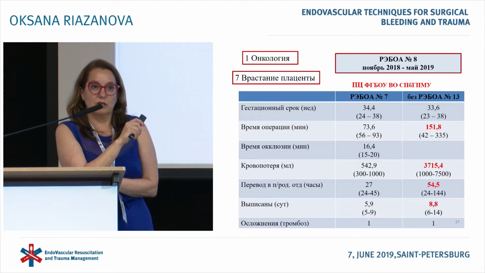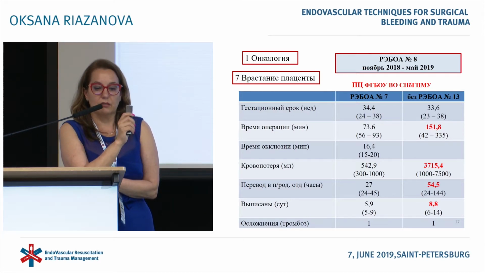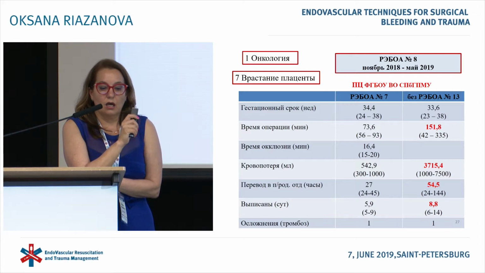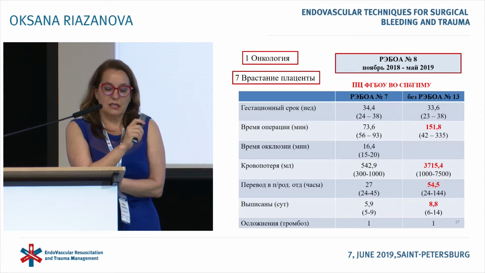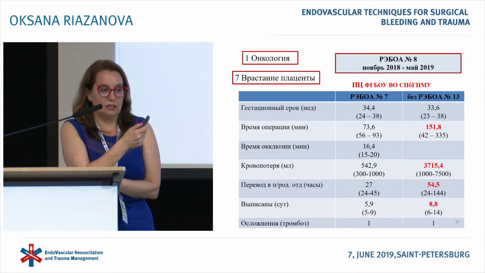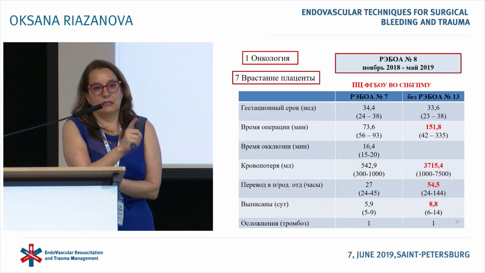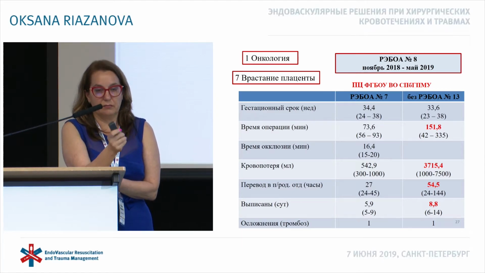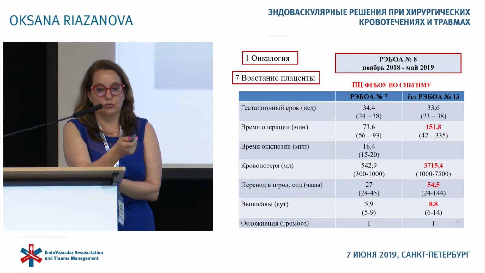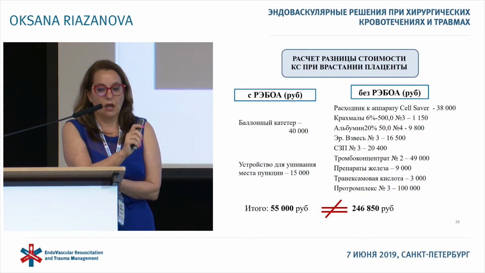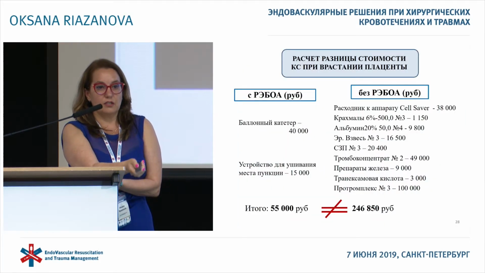You can see on the table that these patients, as compared with a group of patients who didn't have RIBOA, took less time. Blood loss was much less. They were taken to the intensive care unit and then the regular unit much earlier. One of the patients had a complication, a thrombosis of the femoral artery, with no clinical manifestation. We just diagnosed it under ultrasonic control.